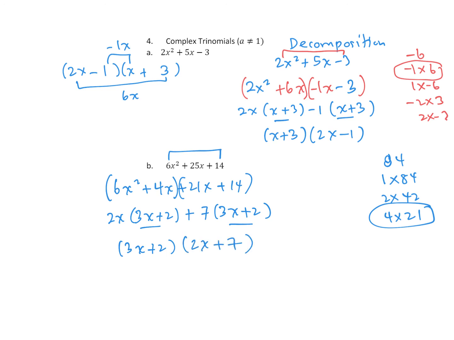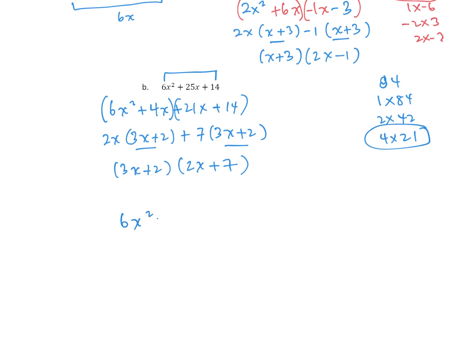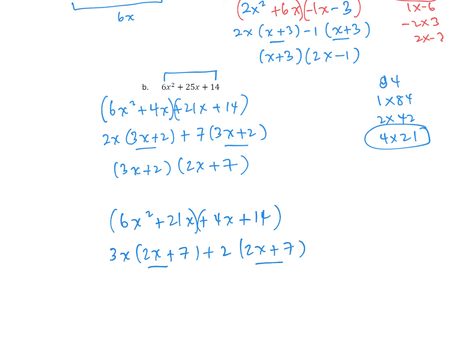It doesn't matter whether you put the 4x first or the 21x. I'll just show you. Order does not matter. So I could put the 21x first and the 4x second, and then group. So in the first bracket now a 3x is common, and in the second bracket a 2 is common. And so you can see that now the 2x plus 7 comes out as a common factor, and the 3x plus 2 is left over and goes in the other bracket. So you still end up with the same result. It's just that you pull out a different common factor.